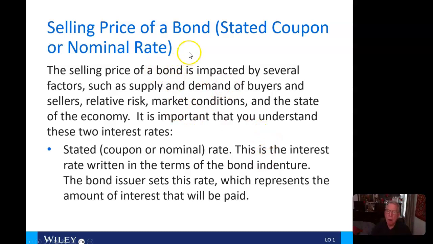The selling price of a bond, stated coupon or nominal rate. Now, the selling price of a bond is impacted by several factors, such as supply and demand of buyers and sellers, relative risk, market condition, state of the economy. It's important that you understand the two interest rates. The stated rate, that's the coupon or nominal rate. That's the interest rate written in terms of the bond indenture. That's what's written on the bond. The bond issuer sets this rate, which represents the amount of interest that's actually going to be paid.